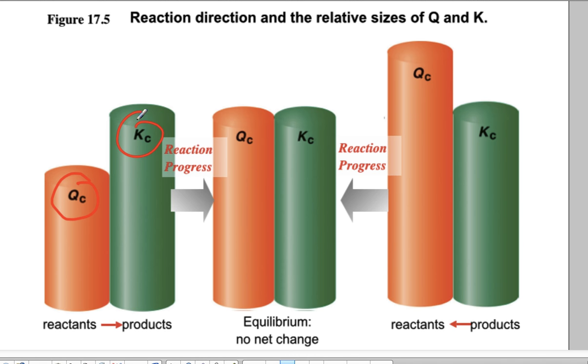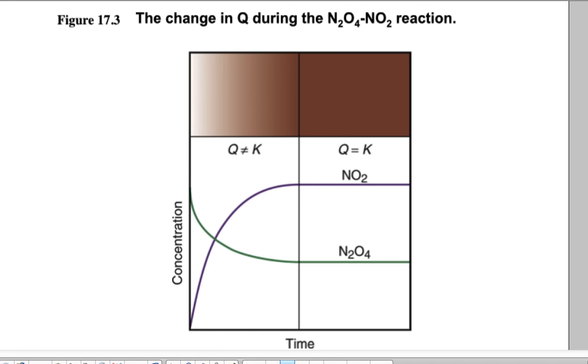So if Q is less than K, we know the reaction will go forward. If Q is greater than K, we know the reaction goes backwards. And if Q and K are equal, we know the reaction's in equilibrium.